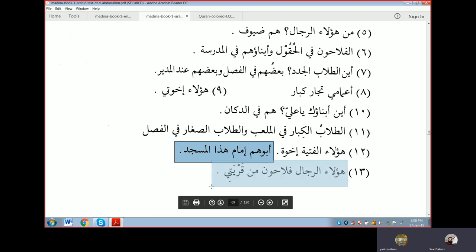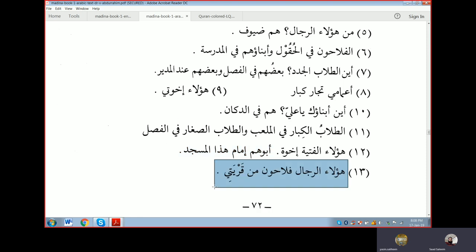No, this is not Imam, this is Imam. There's Hamza written under the Alif. So Imam means the Imam of the mosque, the head of the mosque. So their father is the Imam of this masjid.